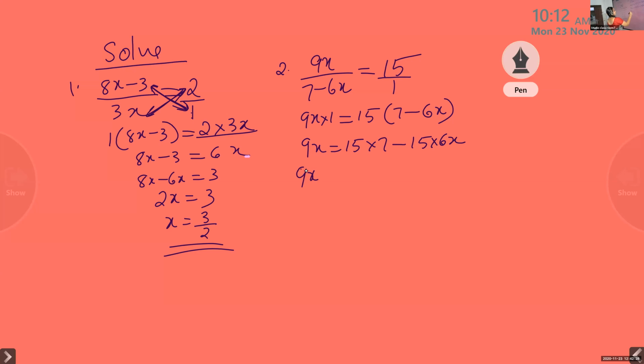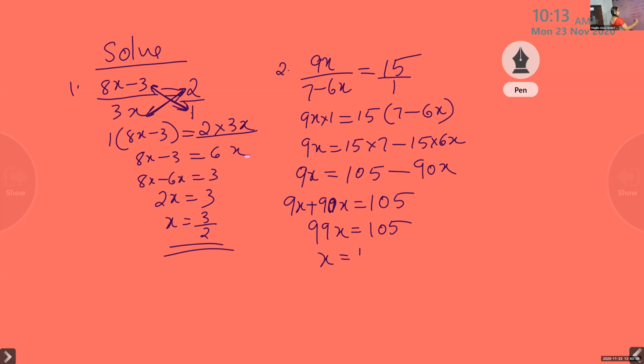9x equal to 15 into 7, which is 105, minus 15 into 6, which is 90x. So 9x plus 90x equal to 105. 99x equal to 105. x equal to 105 divided by 99. Here you can cancel 3 to make it the simplest form: 35 by 33.